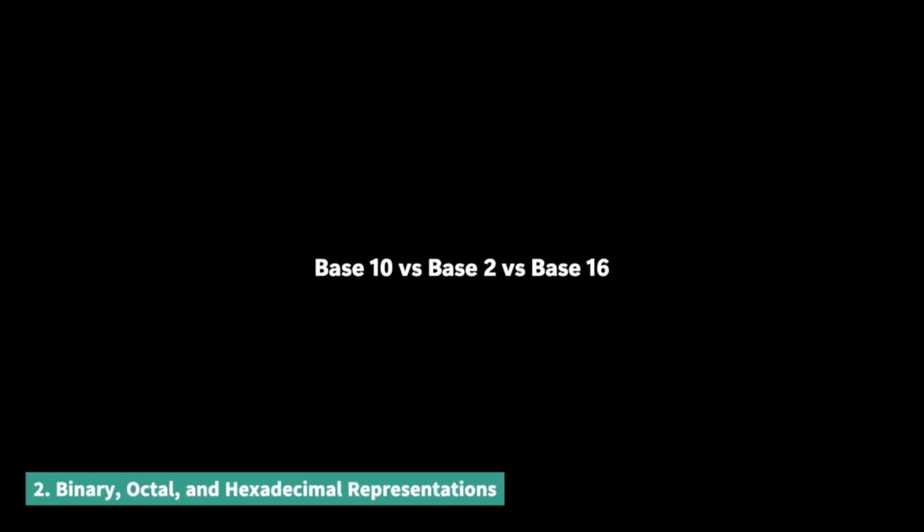2. Binary, octal, and hexadecimal representations. While Python stores all numbers internally in binary, base 2, we usually work with them in decimal, base 10. However, Python allows us to represent numbers using other bases directly in our code. This is common when dealing with low-level systems, security, and memory addresses.